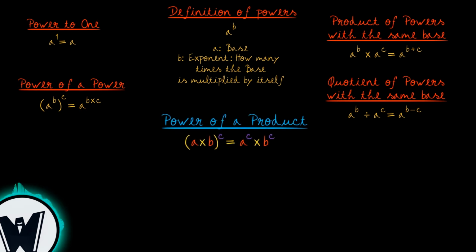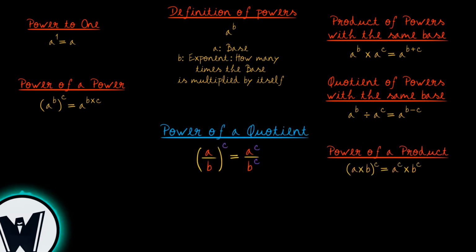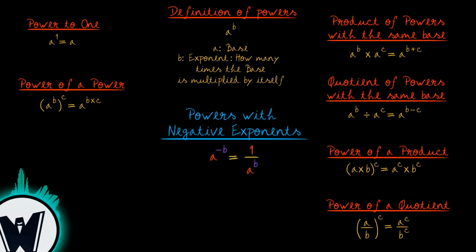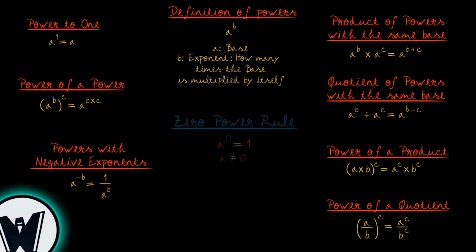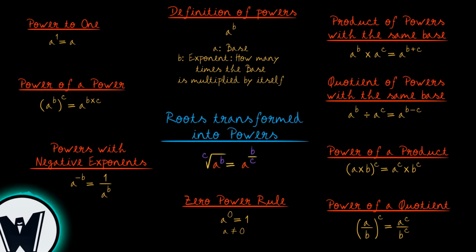The power of a product is given by powering each term of the product to the respective exponent. In the power of a quotient, both the numerator and denominator are powered to the exponent. Powers with negative exponents can be transformed into powers with positive exponents, and vice versa. Any number other than 0 powered to 0 will always be 1. Finally, regarding the relationship between powers and roots, we know that roots can be transformed into powers with fractional exponents.